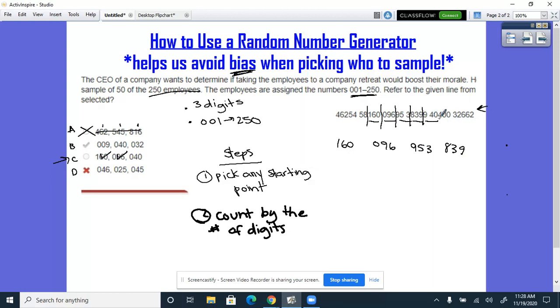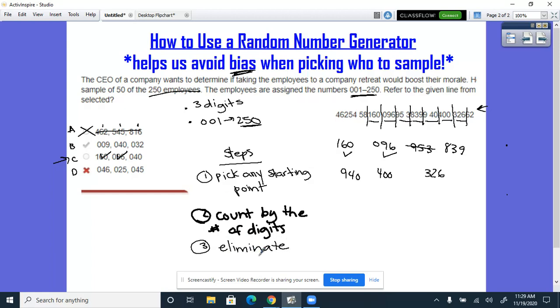So the next 3 group would be 940. And then the next 3 group would be 400. The next 3 would be 326, and then of course I run out of 3 digits, so I stop there. So when I look at this list, yes, I had 160. Yes, we had 096. We wouldn't be able to use 953 because that's way too big of a number, right? So I guess that maybe step 3 is to eliminate impossible answers.